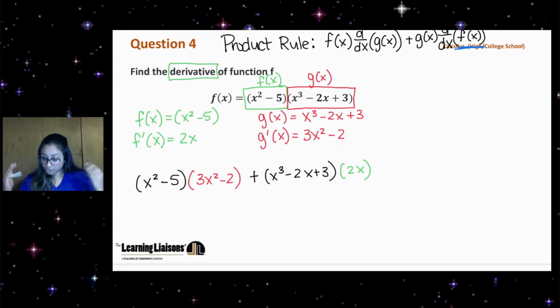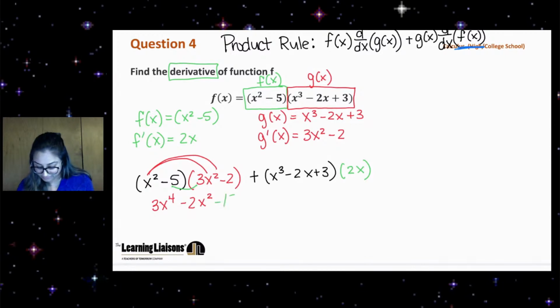Okay, we are closer to where we need to be. We're almost there. Now we just have to solve and figure it all out. So there's a lot of multiplying that's about to happen. So here we go. X squared times 3x squared, we get 3x to the 4th. Then we have x squared times negative 2, negative 2x squared. Then we go negative 5 times 3x squared to have negative 15x squared. And negative 5 times negative 2 is positive 10.